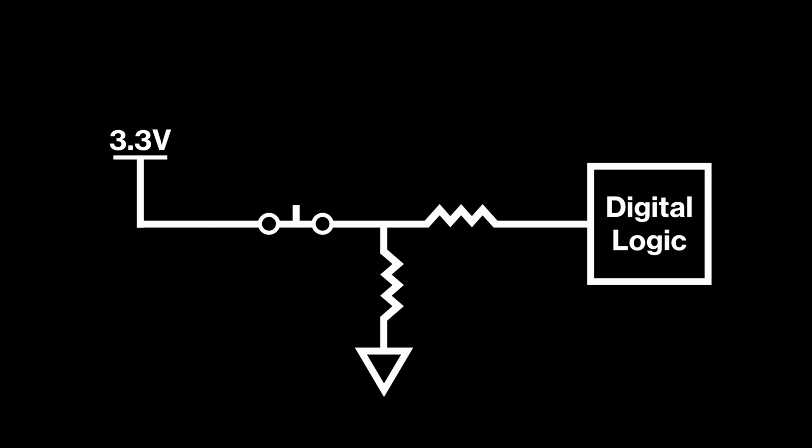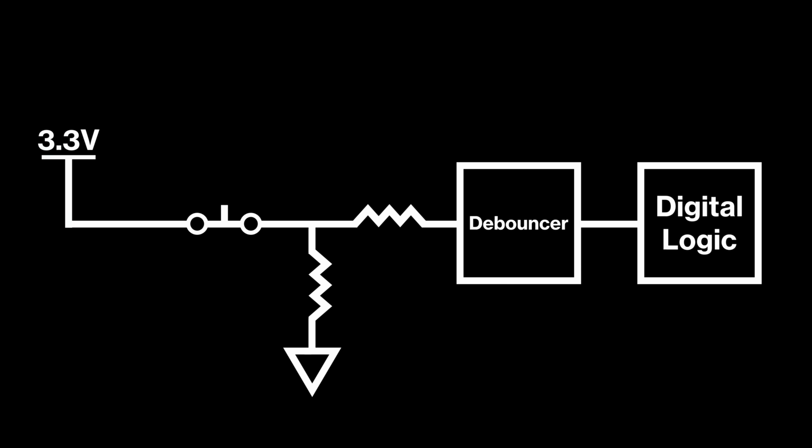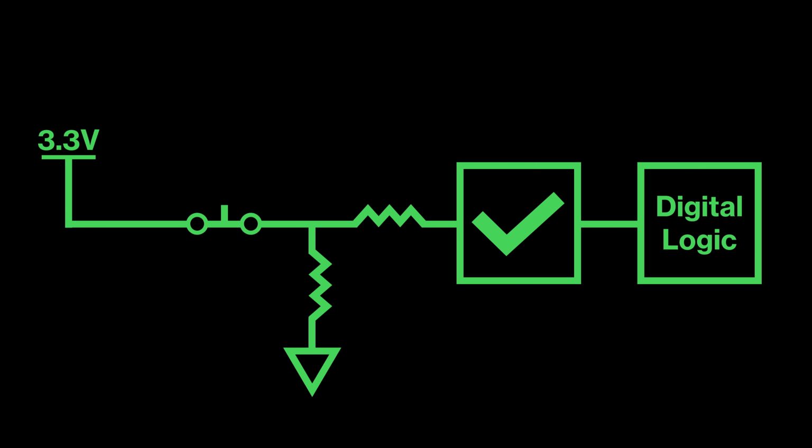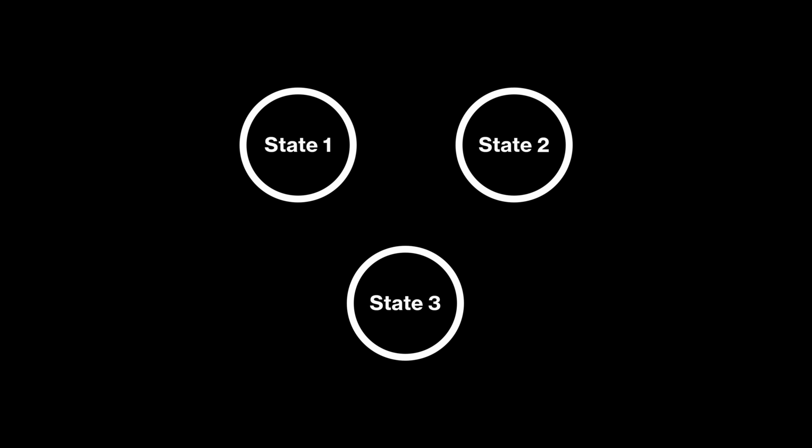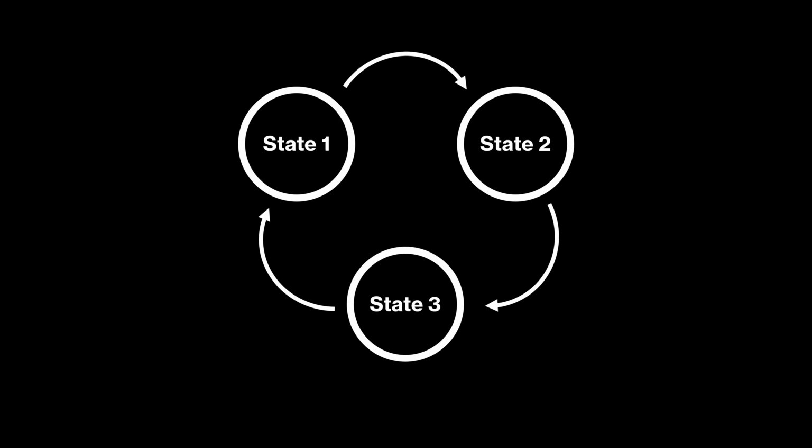To fix it, we need to implement a button debouncer. A button debouncer circuit makes sure that button inputs are only accepted if they've been validated. We'll implement our debouncer logic by using a state machine. So what is a state machine? At its core, a finite state machine is just a way to organize logic into a set of distinct states.